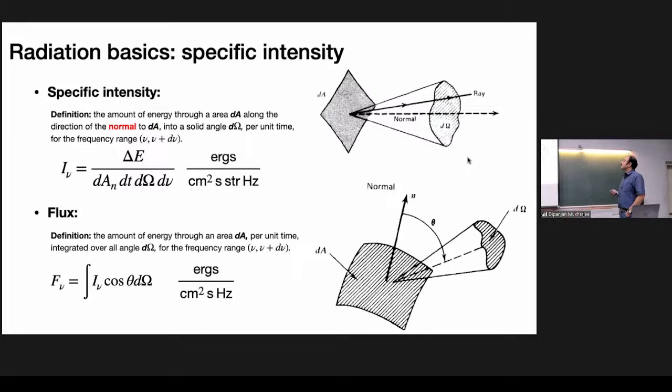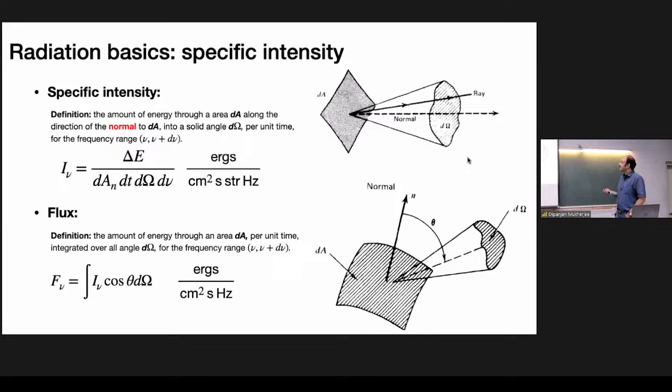So first, we'll define something called specific intensity. The definition is the amount of energy through an area dA, along the direction normal to that area, into a solid angle d omega, per unit time, per unit frequency. Okay? So let's look at this mathematical formula. This is delta E divided by area, divided by time, divided by solid angle, divided by frequency. So what are the units? Ergs per centimeter square, per second, per steradian, per hertz. This is the definition. Don't ask me why.